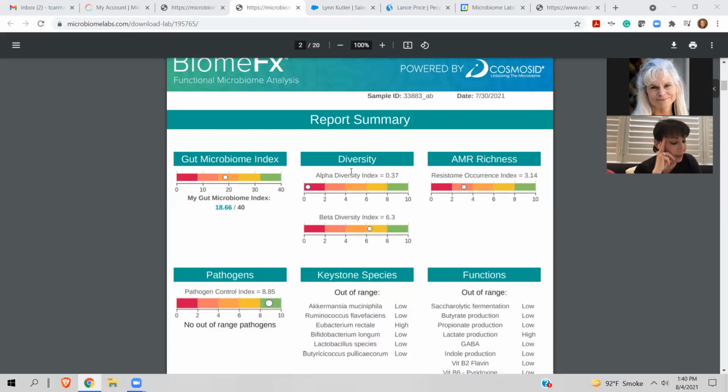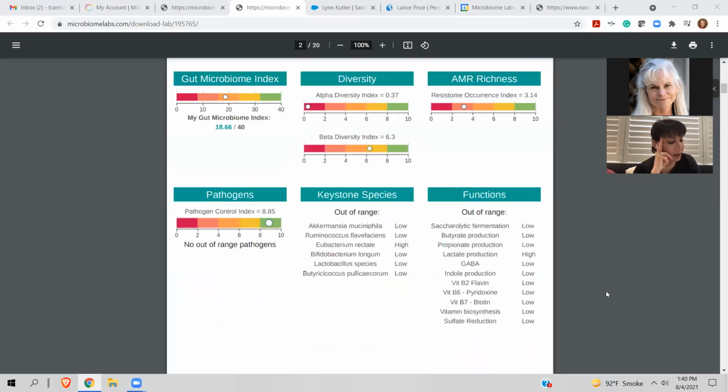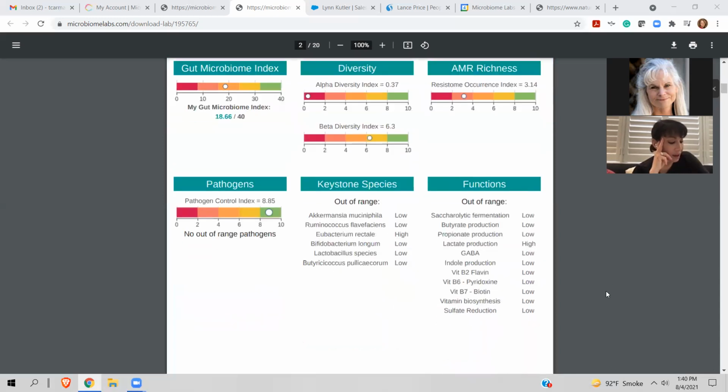We look at all of these fermentation metabolites and we see the majority are low, and the lactate one is too high. So it's creating a very acidic environment. So we have some work to do on this gut.